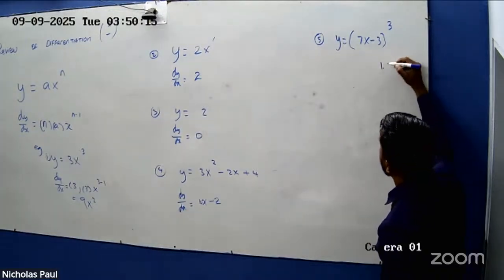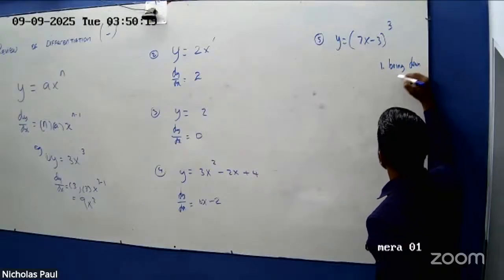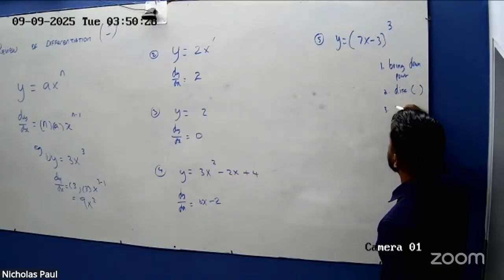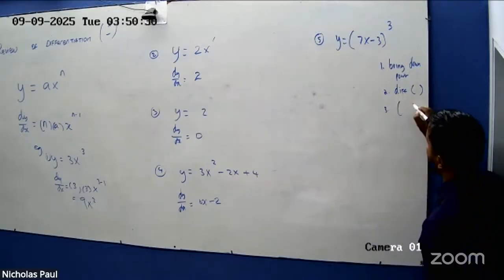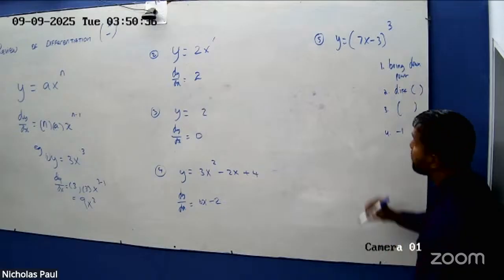Step number 1, you bring down the power. Step number 2, after you bring down the power, you differentiate inside the bracket. Step number 3, you write back whatever is inside the bracket. Step number 4, you minus 1 from the power. So watch it here.